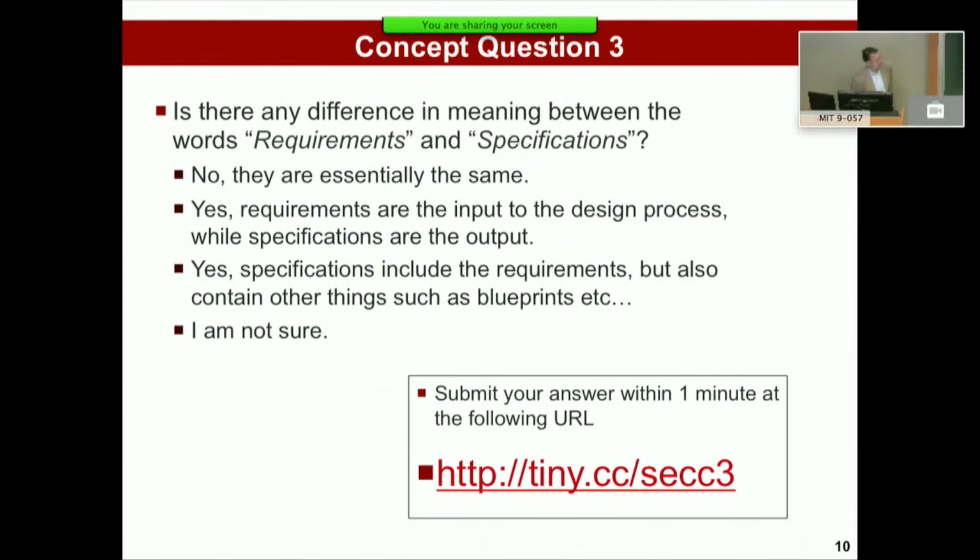As far as these URLs are concerned for the concept questions, I went to all lowercase. Hopefully that's a little easier. So SECC3, tiny.cc, SECC3. What do you think? Requirements and specifications. Same thing or not?